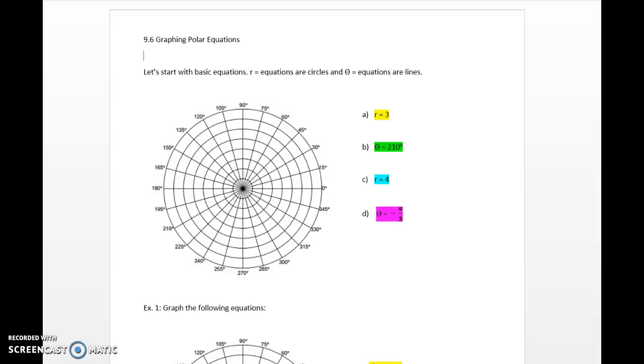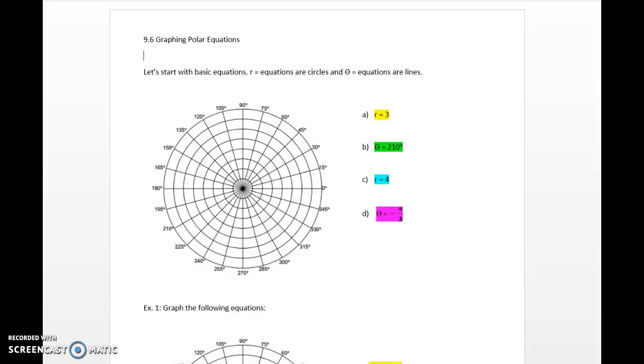Okay guys, today we're going to talk about 9-6, which is graphing polar equations. So we've already talked about how we get them, what they mean, how to convert them back between rectangular and polar. We talked about the new graph, how it's circular. Your center is your pole or your origin. The line straight coming out is your axis. Your angles go counterclockwise.